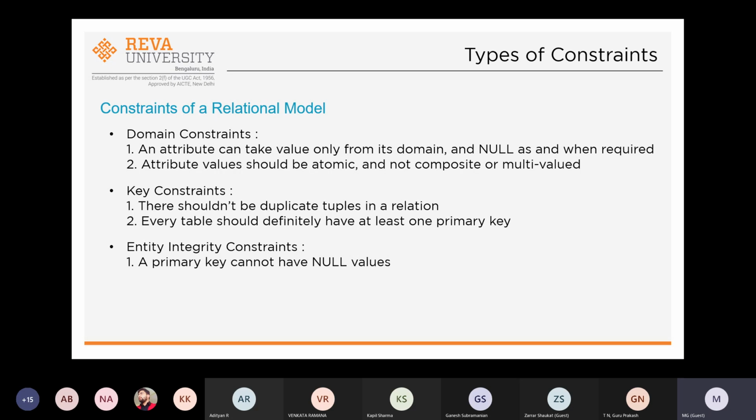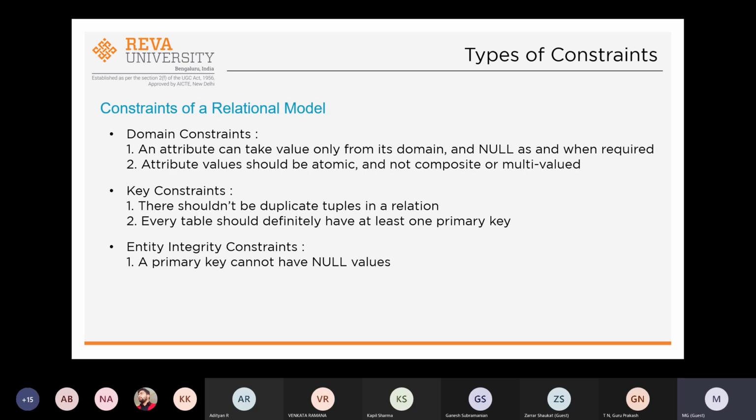Next one is the entity integrity constraint, which is nothing but your primary key should not have null values. What is the meaning of null? Null means it's unknown, right? You don't know it. It doesn't mean that it's not available. It means that it's unknown to you. Null has a totally different meaning from nothing. It doesn't mean that it's not available or it's empty. It's something that is unknown to you.